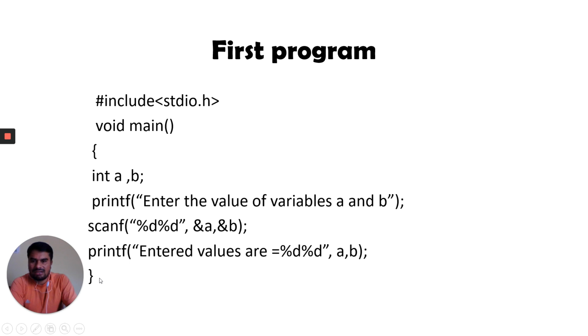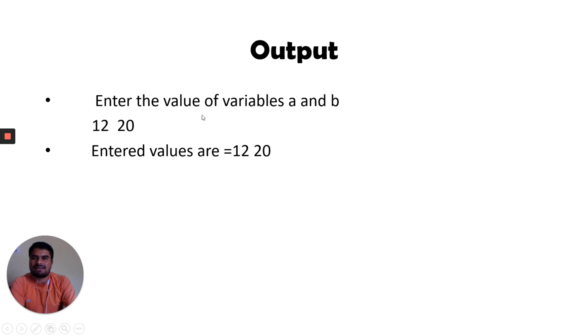It means here we input two values and here we print two values. Because of that, we have included the scanf and printf statements. We'll see the result. Here, enter the value of variables A and B. This was in the printf. I will give input as 12, 20 through the keyboard. Now this is the output: entered values are equal to 12, 20. This is how it prints, and this is the output we get from the program.